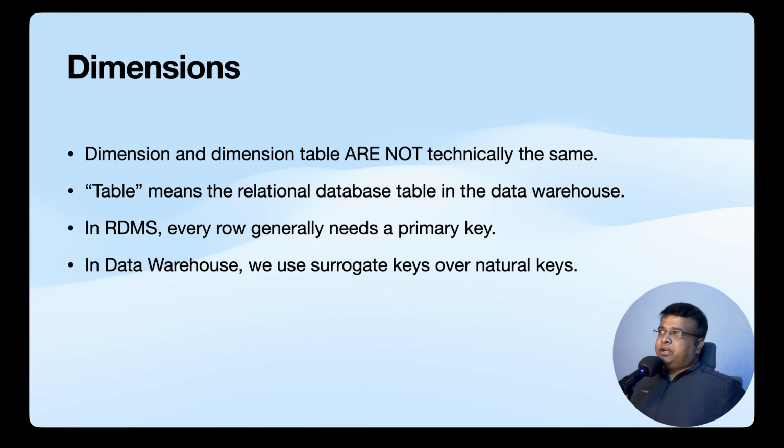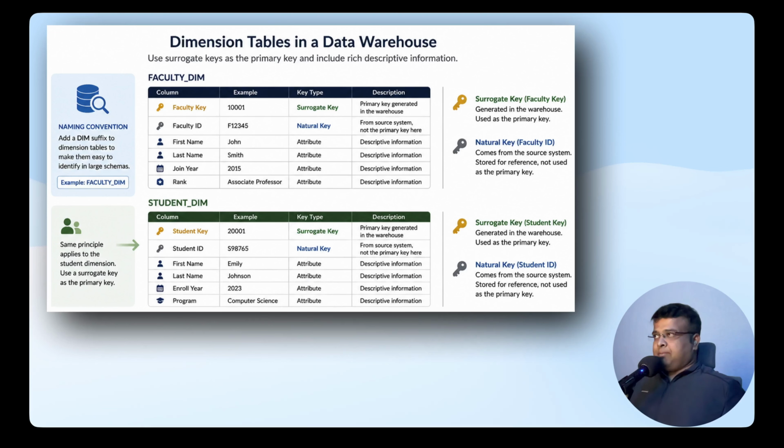And as you already know from relational databases, every row generally needs a primary key so that each record can be uniquely identified. In data warehousing, the common best practice is to use surrogate keys instead of relying directly on natural keys. Let us make this much more concrete with two example dimensions, that is faculty and students.